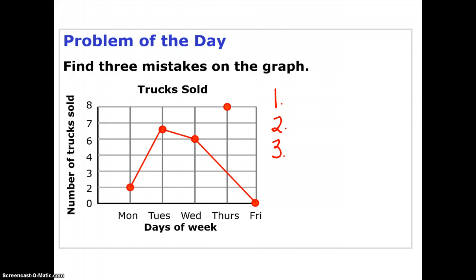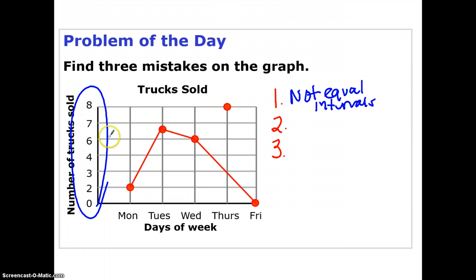All right, the first error that I see is that on this side, it is not equal intervals. Remember, when we make a graph, they must go up by the same amount. Another thing that is a mistake is that Monday should start all the way over. So Monday needs to move to the left.